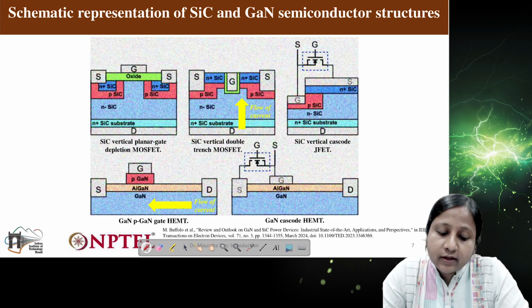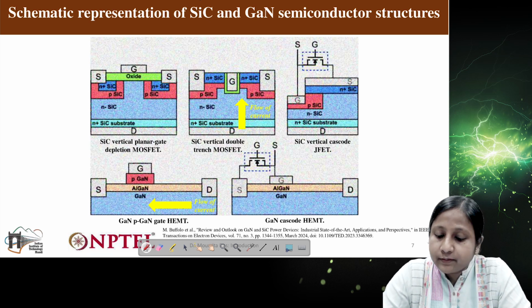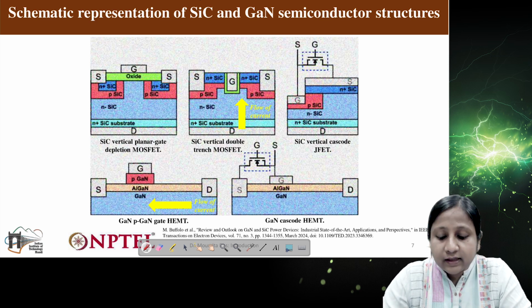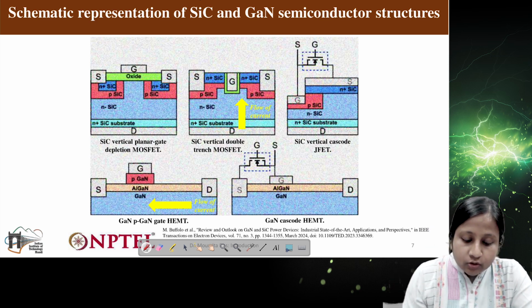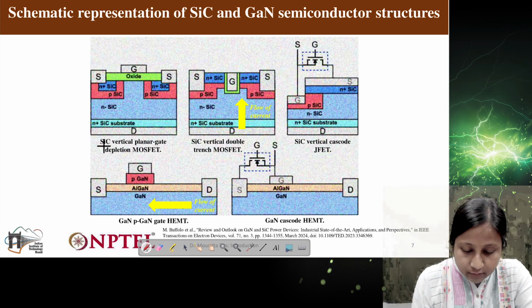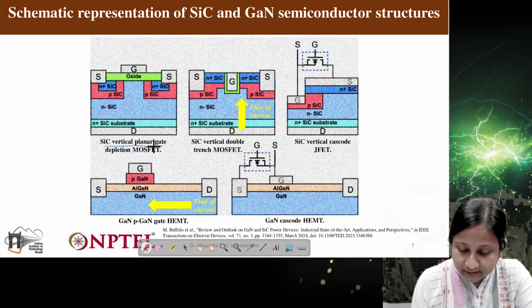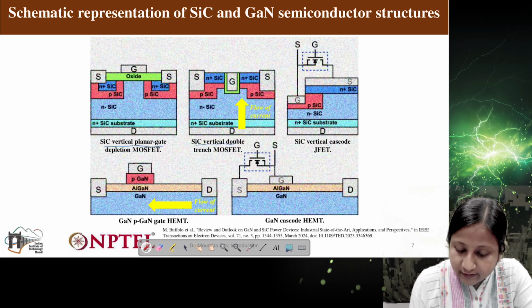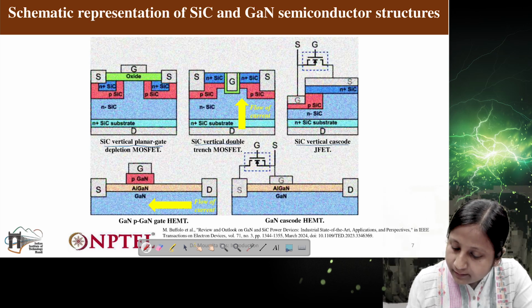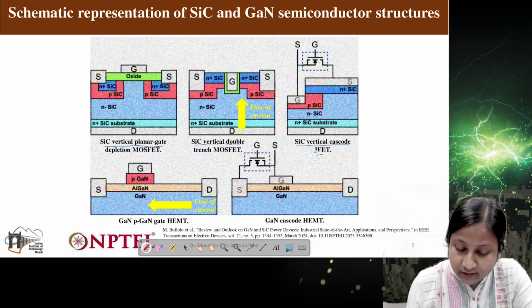The schematic representation of silicon carbide and GaN is shown in this particular slide. Right now I'll just show you this structure. Details I'll be discussing in the next class. You can see here there are different types of structures given. One is silicon carbide vertical planar gate depletion MOSFET, another is silicon carbide vertical double trench MOSFET, another is silicon carbide vertical cascade JFET.